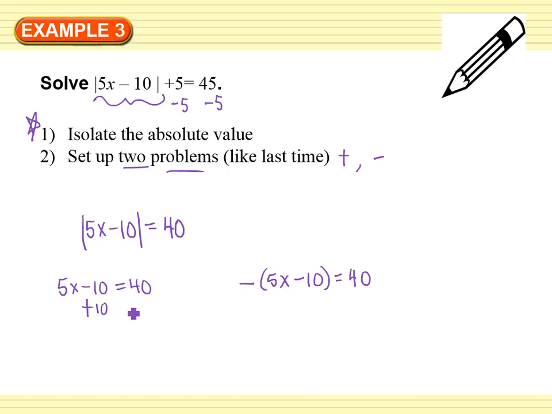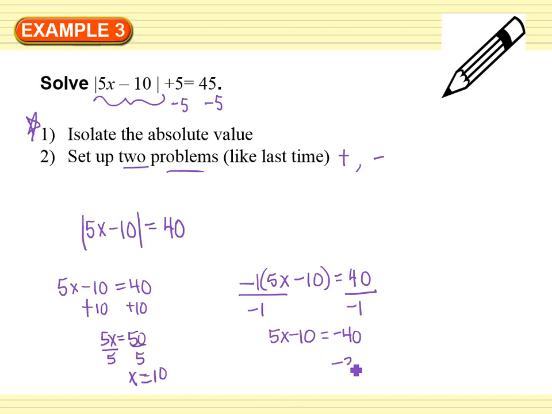So I'm going to add 10 to both sides, and 40 plus 10 is 50. And 5x equals 50, divide by 5, and x equals 10. All right? And I could distribute the negative, or I can take a shortcut and divide by a negative 1 on both sides. Then I would have 5x minus 10 equals negative 40. Add 10, that gives you negative 30. I add 10 to both sides. Divide by 5. Positive 5, and I get x equals negative 6.